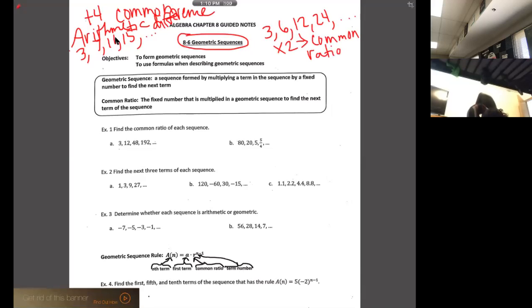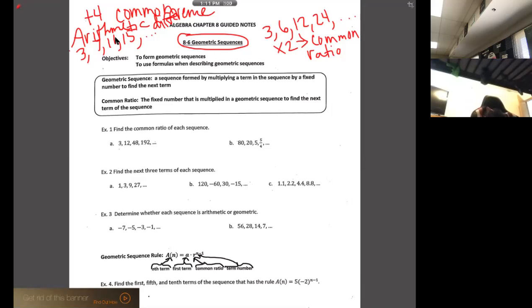All right, so when it's an arithmetic sequence you add, it's called the difference. When it's a geometric sequence, you multiply, and it is a ratio. Okay, so far you're with me?